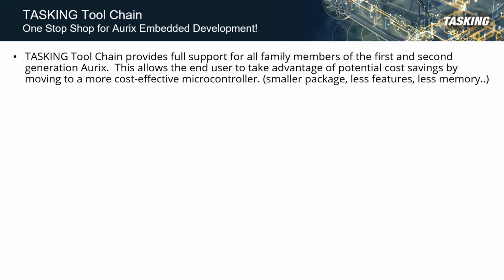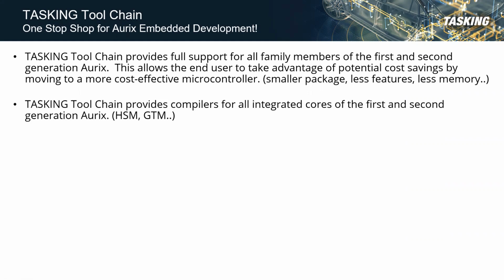And so the tasking tool chain provides full support for all family members of the first and second generation AURIX. This allows full scalability. So it allows the end user to take advantage of potential cost savings by using a more cost-effective microcontroller where they need to. The tasking tool chain provides compilers for all the integrated cores.